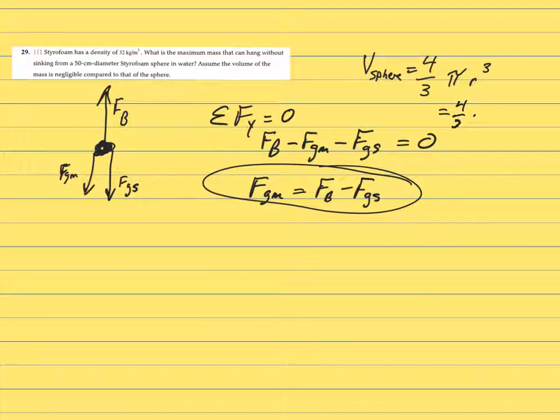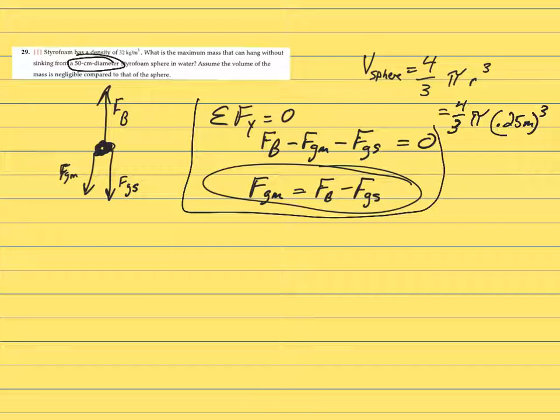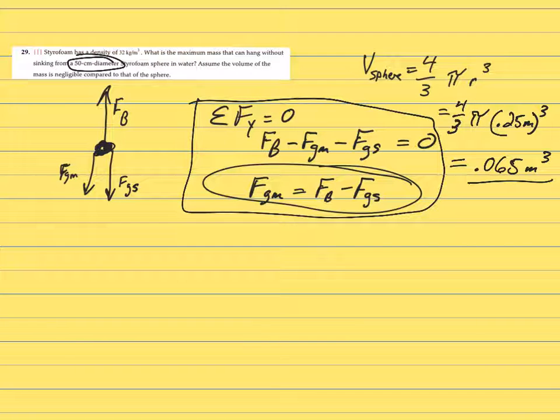4/3 pi. Now, careful here. This is where kids make these diameters 50. We've got to cut that in half, and we've got to go to meters. I'm going to do that all in one fell swoop, 0.25 meters. But don't forget to cube that. I will draw a box around this so we can keep our stuff straight. I am horrible at space management. How do I have a job here? I'm not quite certain. 0.065 meters cubed. That's the volume of the sphere. That's going to be important.